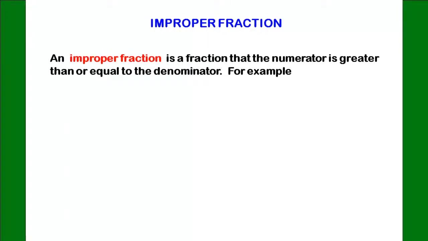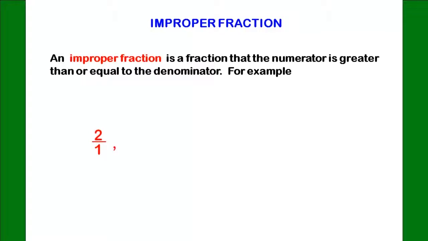Improper fraction. What is an improper fraction? An improper fraction is a type of fraction that the numerator is greater or equal to the denominator. Please note carefully that anytime the numerator is greater in value than the denominator, we are referring to an improper fraction. Examples of improper fractions are given as follows.